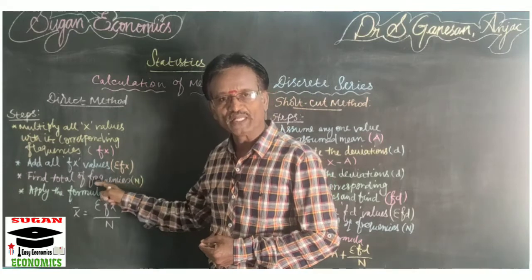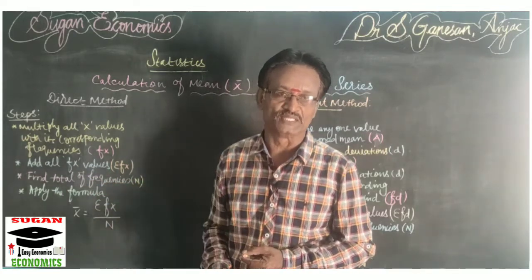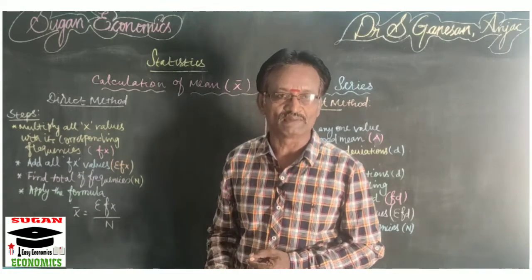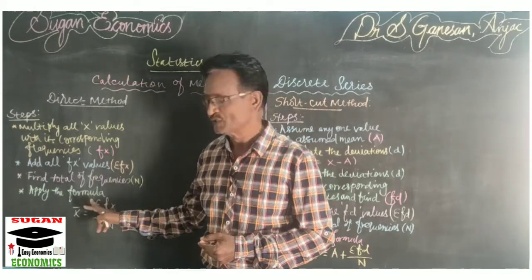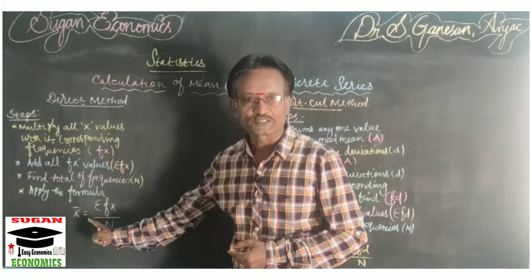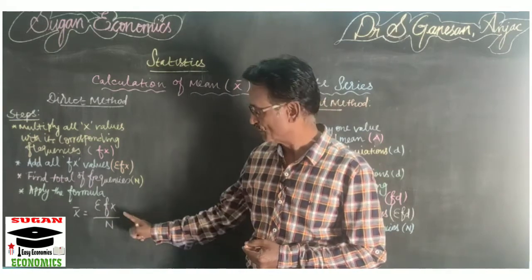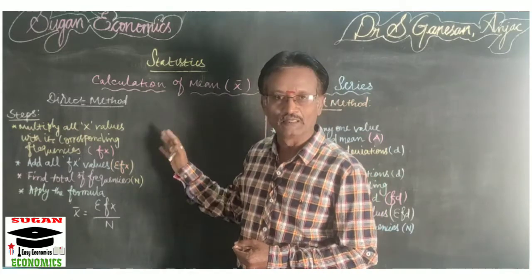Then you have to find the n value. Here n is nothing but the total of frequencies. So in the frequency column, the total is equal to n. Then you can apply the formula: x bar equal to sigma fx by n. Now I will explain the calculation with the help of a sum.